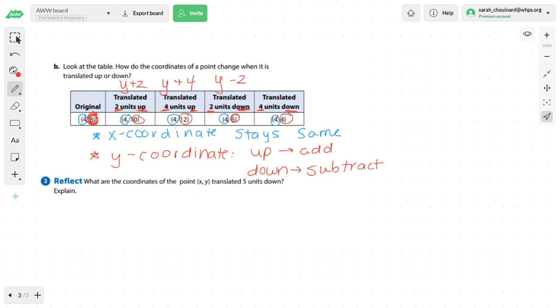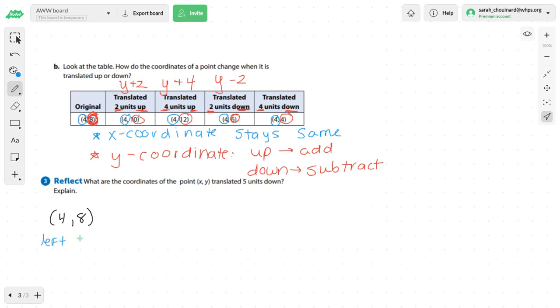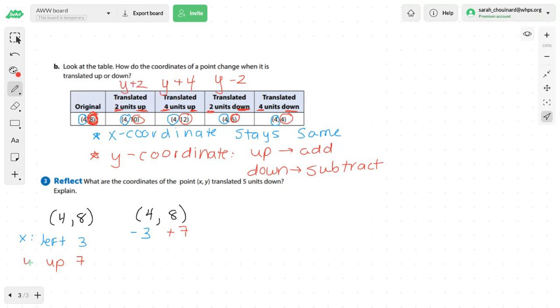So before we do number 3, let's just take one point. Let's take the point (4, 8). Let me write it in black. So let's take the one we've been using, and let's go left 3, and let's go up 7. So left 3 is going to affect the x-coordinate, so I'm going to affect the x-coordinate by subtracting 3. Up 7 affects the y, so I'm going to go plus 7. So left 3 affected the x, up 7 affected the y, and so my new coordinate is going to be (1, 15).